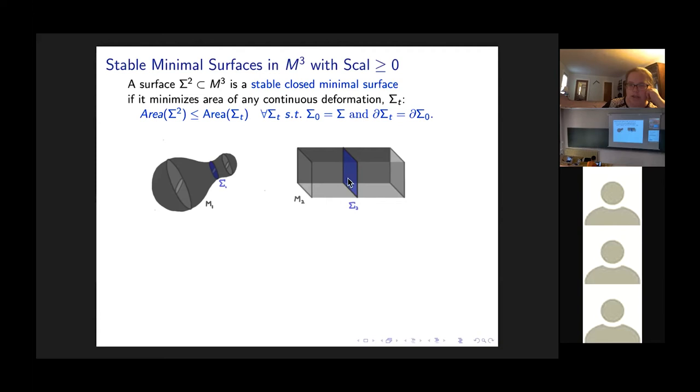So I'm not going to actually have a boundary for these 2 pictures.